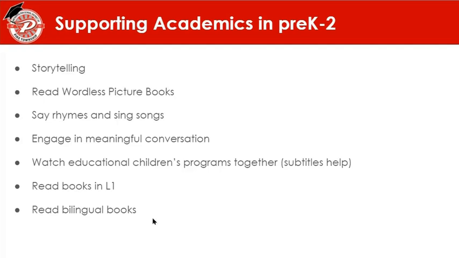You can also read wordless picture books. You can have them tell you what's happening on any page, and you can make up your own story. You can say rhymes and sing songs. Rhymes are good for helping them remember things, because if they can remember the rhymes, they can start to teach themselves to remember other things. You can engage them in some meaningful conversation. You can also watch educational children's programs together.